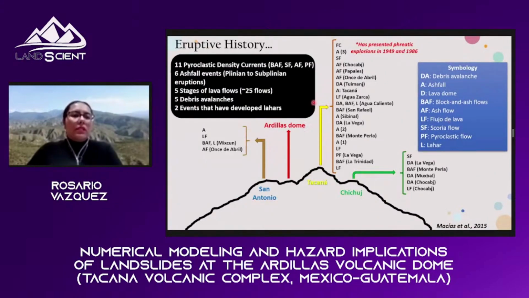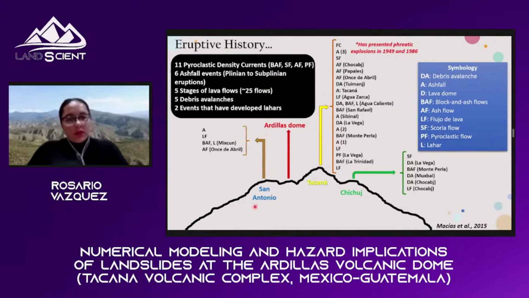Now, I present you in this scheme a summary of the main volcanic processes that have taken place within the Tacaná Volcanic Complex. We have found in the surroundings of the edifice at least 11 pyroclastic density currents, or at least 11 deposits associated with different types of pyroclastic density current, mostly block and ash flows, which are signaled as BAFT.